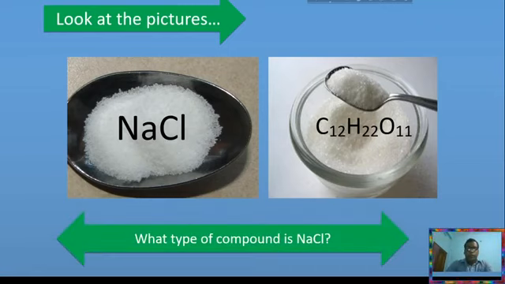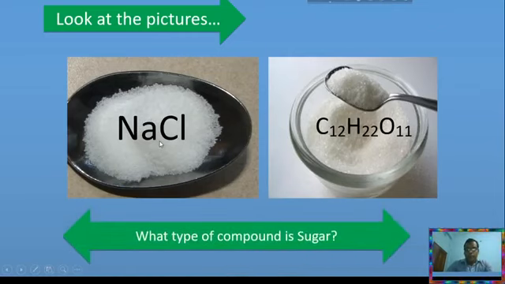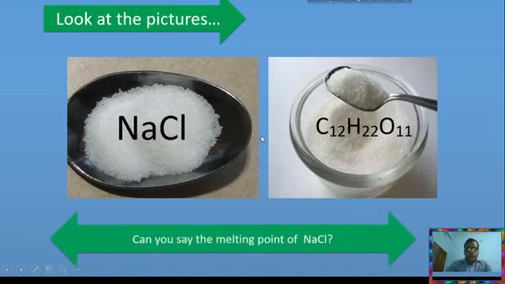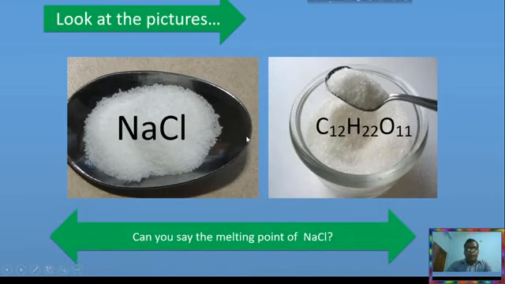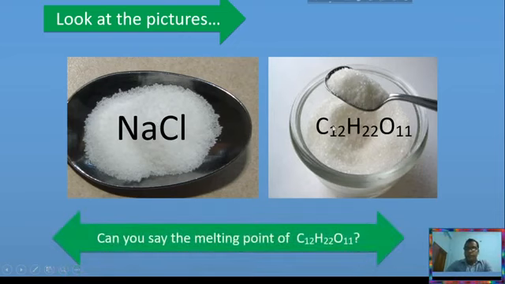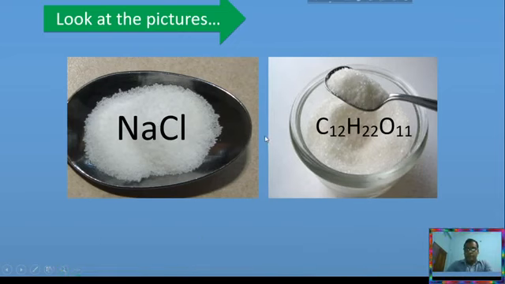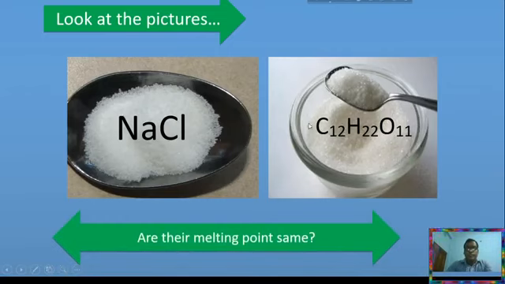My dear students, I have a question for you. What type of compound is sodium chloride? Is it an ionic compound or a covalent compound? Yes, you are right. This is an ionic compound. And what type of compound is sugar? Is this an ionic compound or a covalent compound? Yes, you are right. This is a covalent compound. Do you know the melting point of sodium chloride and the melting point of sugar? Are the melting points of sodium chloride and sugar the same or different?